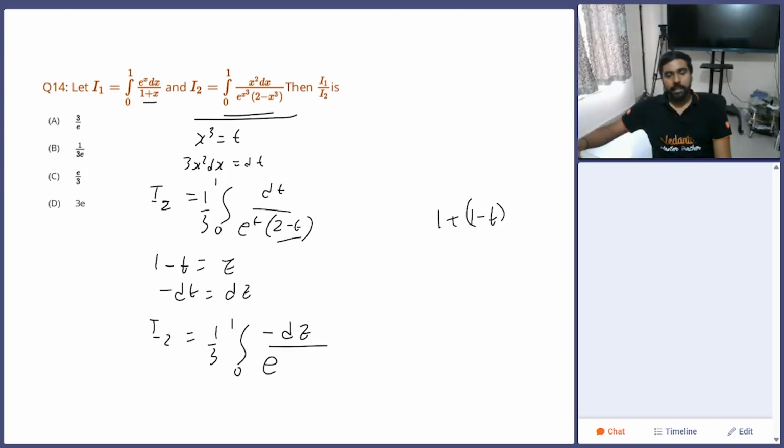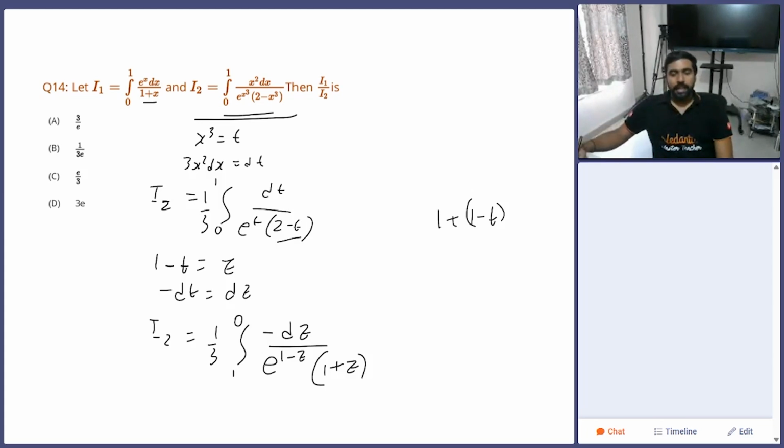T will become 1 minus z. 1 minus z into 2 minus t will become 1 plus z. 1 plus z ka format I will get. Okay? The limits will change. 1 minus 0 will be 1 and 1 minus 1 will be equal to 0.